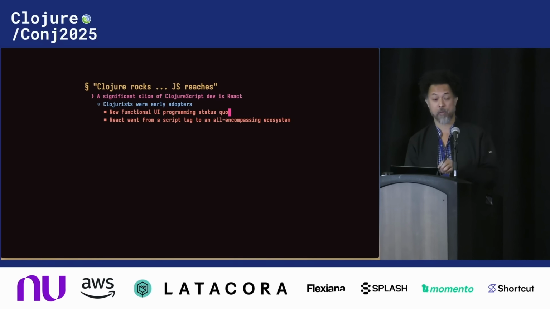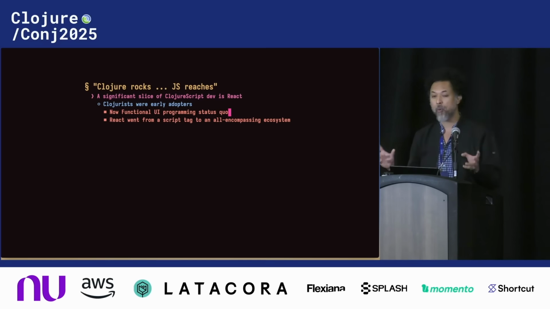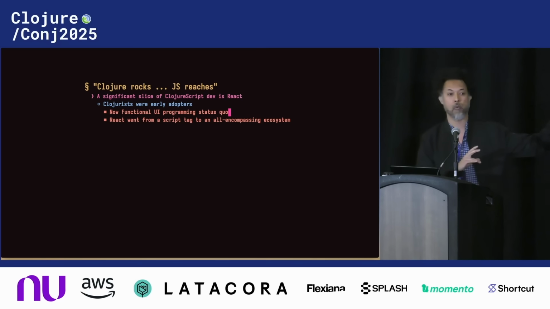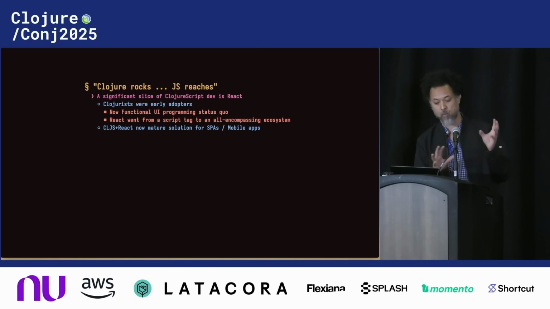And React went from a thing that was just a script tag you added to your page, and then I wrote some ClojureScript. That was it. That's how it worked in the beginning. It's gone into an all-encompassing ecosystem, and unfortunately, for various reasons, Facebook kind of forced everybody into the JavaScript tooling, and we had to adapt. But the main thing is, among our community, ClojureScript and React is a very mature solution. People know about it. There's not that much mystery there. A lot of annoyances, but not much mystery.